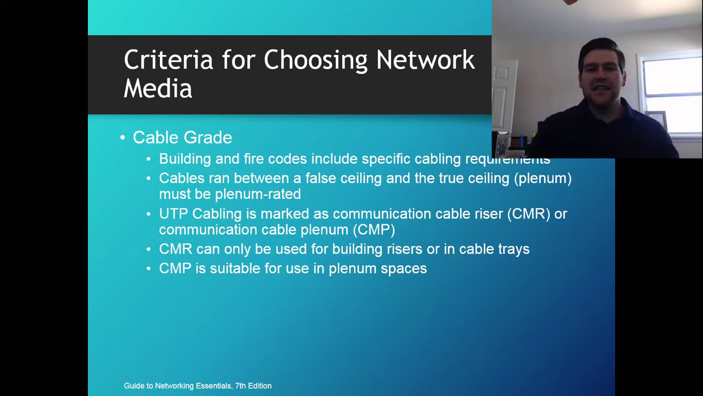So if you get CMX outdoor use rated cable, you can use it anywhere. If you get CMP, you can use it in a plenum or a riser. If you get CMR, you shouldn't use it in the plenum. So that being said, most people don't look at this information and they just go ahead and wire it. I'm totally guilty of that exact thing myself. So.